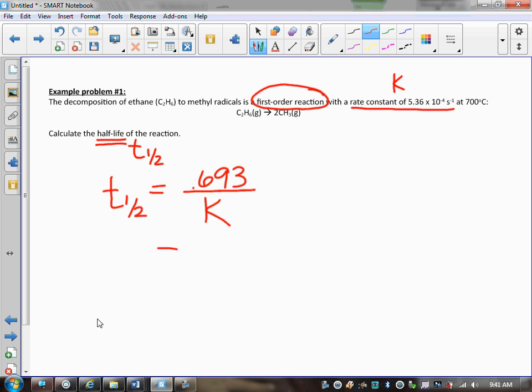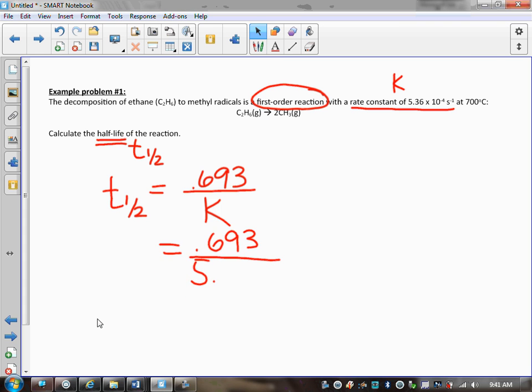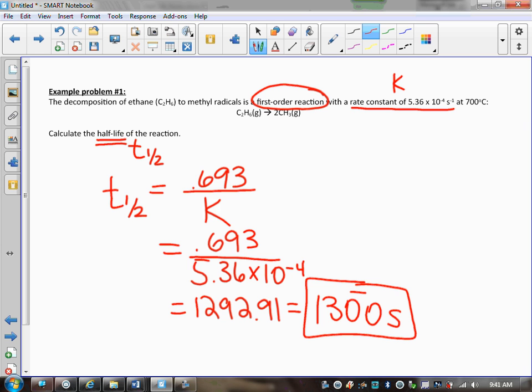So I know what k is. So T1/2 is going to be 0.693 divided by 5.336 times 10 to the -4th, and I'm going to solve, and when I solve, I end up with an unrounded value, but we want to round to our sig figs, so I've got 3 in my k. That's the only number I used, so I want 3 in my final answer, so it's going to round to 1,300 seconds. And it literally is as easy as that.